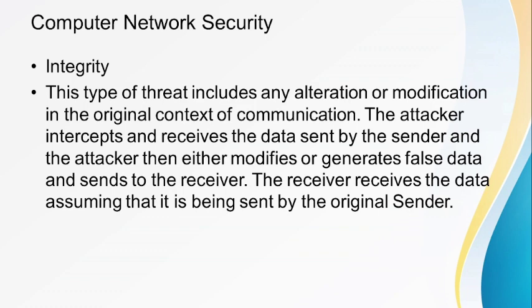So let's talk about integrity. In this type of threat, any alteration or modification of the original context of communication is realized. That is, the attacker intercepts and receives the data sent by the sender, and the attacker then can either modify or generate false data and send it to the receiver. So the receiver receives the data assuming that it's being sent by the original sender. This is called integrity type of insecurity.